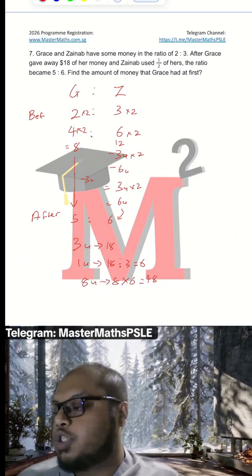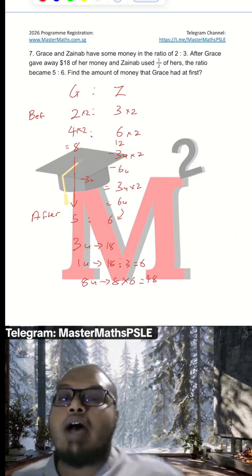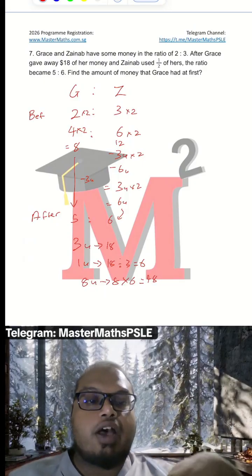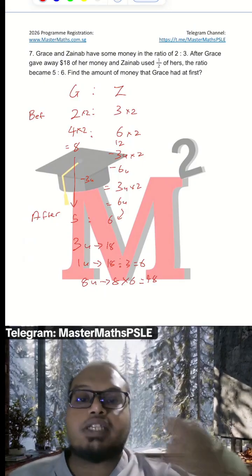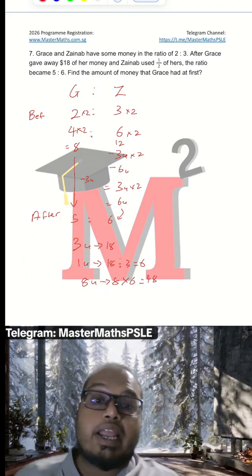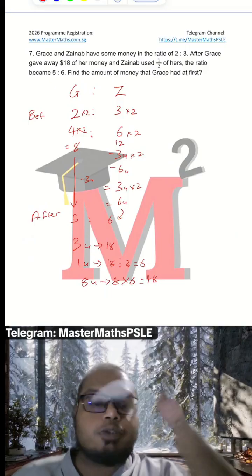Why minus 3? Because take out half. Initially was 6. I take out half, that's why minus 3. Half of 6 is 3. But then I realized in the end I need to make it into 6. That's why I times 2 again.